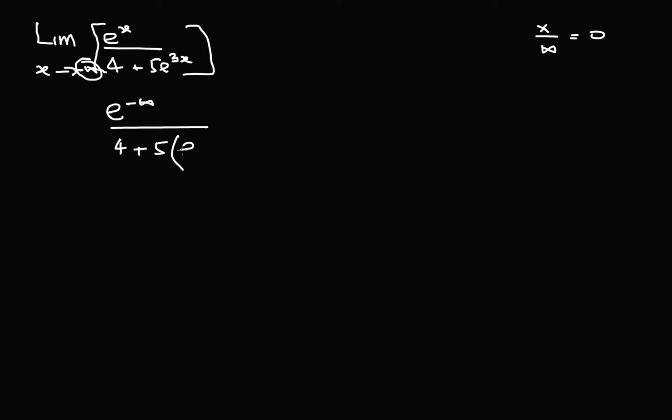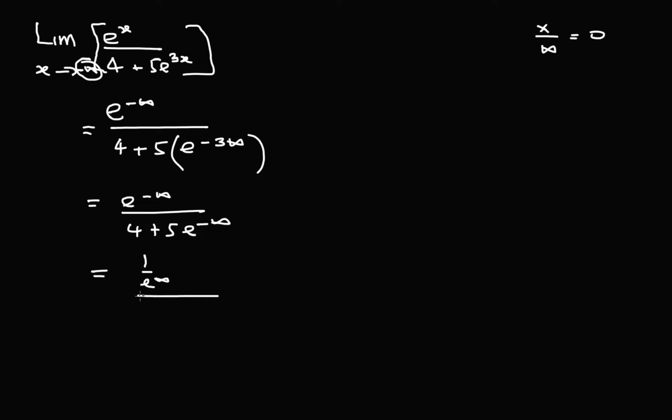So here we'll have e to 3 infinities like that, okay, which is just infinity like we saw. So this becomes e^infinity. Then here we have 4 plus 5e^negative infinity. Right, so what becomes of this? What becomes of this is this one becomes 1 over e^infinity over 4 plus 5. Then here we have 1 over e^infinity, like that.